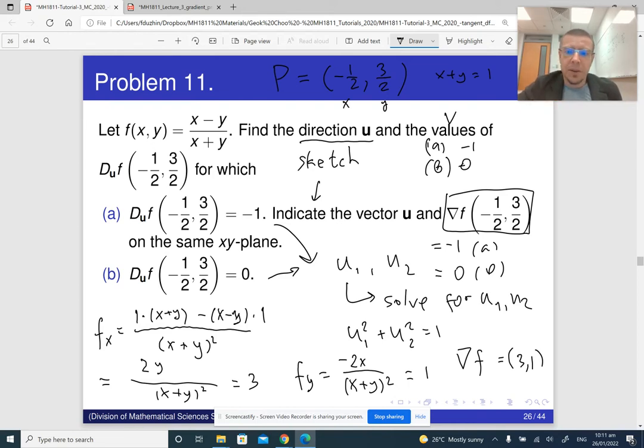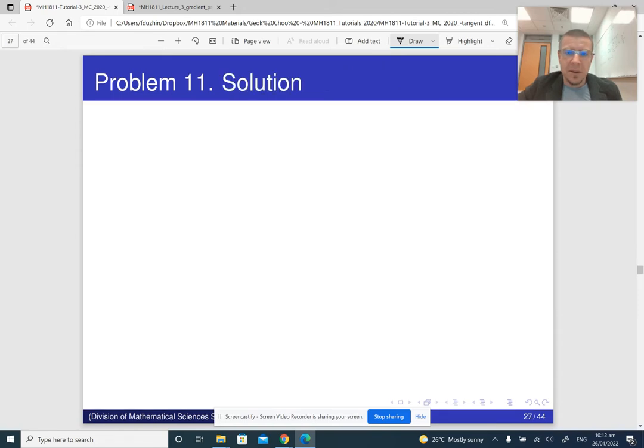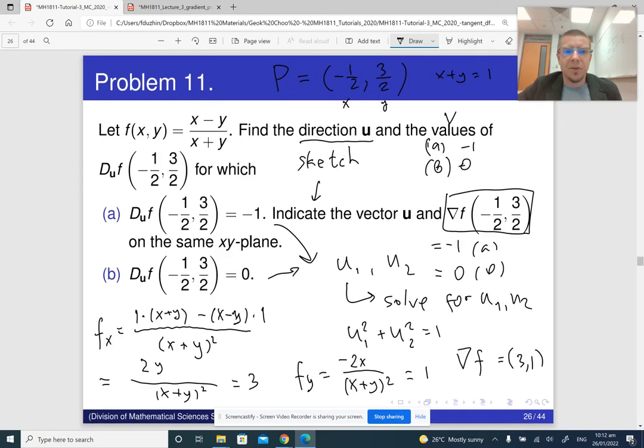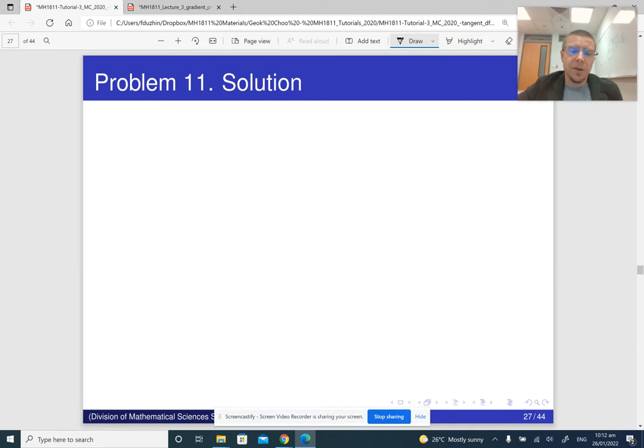Okay, so should be simple enough, I think. Okay, oh, I forgot to copy the question. All right, I hope it's all right. So since at this point we don't really need the function anymore, we just need our nabla f, and we need the condition that the directional derivative of f in the direction u is negative 1, right? So let me just copy it.